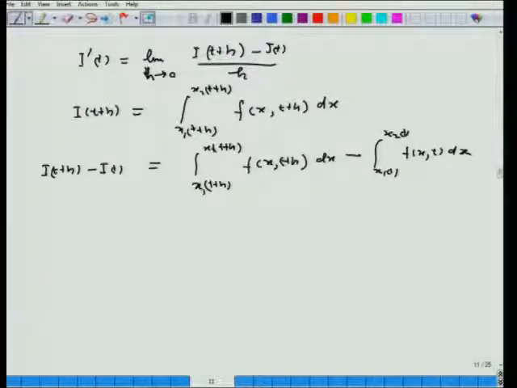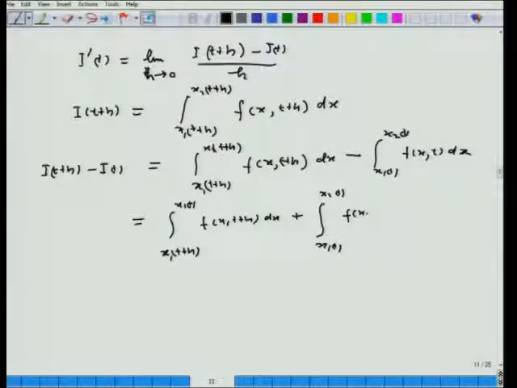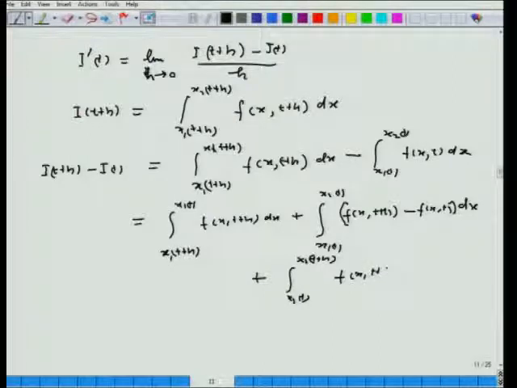Then we will break it into parts. The first integral can be written as the integral from x1(t plus h) to x1(t) of f(x, t plus h) dx, plus the integral from x1(t) to x2(t) of f(x, t plus h) minus f(x, t) dx, plus the integral from x2(t) to x2(t plus h) of f(x, t plus h) dx, and then dividing by h. So we get 1 by h in each term.